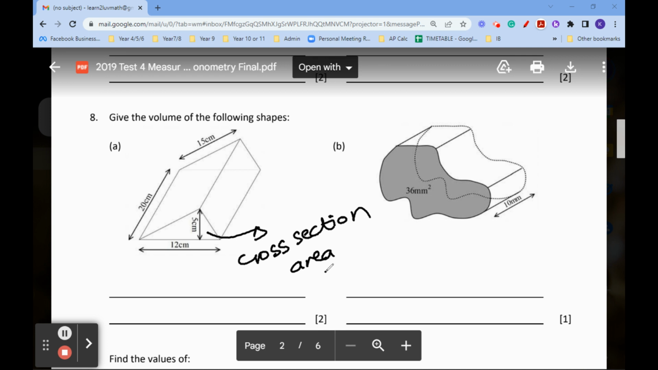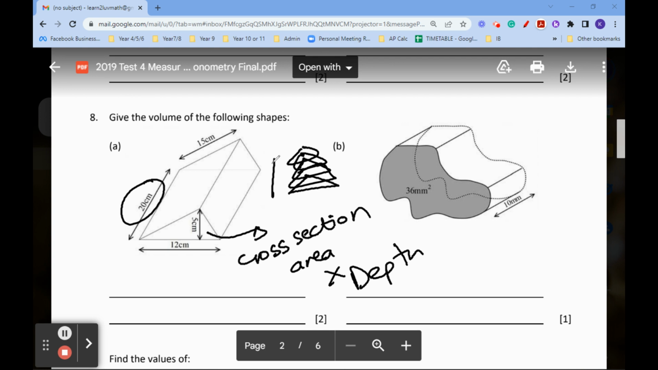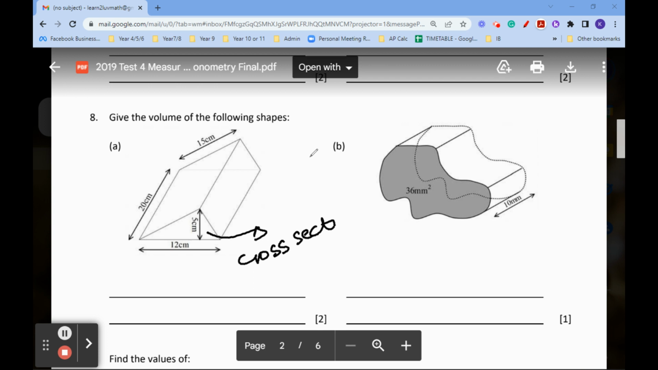Now we take that and we multiply it by depth. And my depth is this over here. So what we actually have is triangles that are next to each other like that. And that creates the 3D effect, right? So if I want to calculate volume, all I have to do for this question is calculate the area of the triangle and multiply it by the depth.